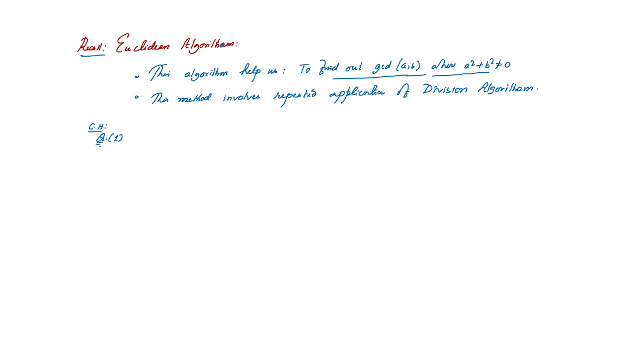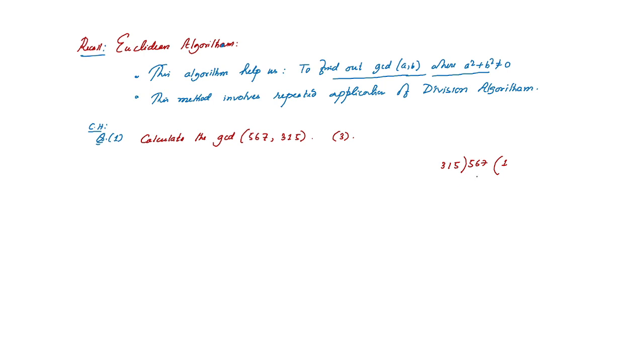The question is, calculate the GCD, greatest common divisor, of 567 and 315. This is asked for 3 marks. So how will we calculate the GCD of these numbers? Just calculate 567 and 315 by using the division algorithm.